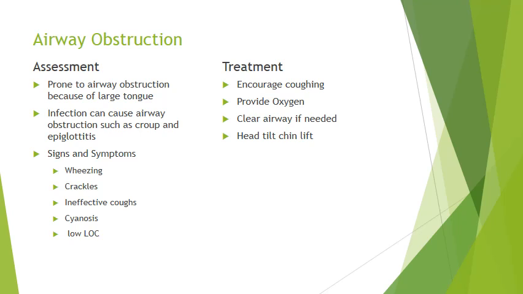Alright, so airway obstruction. Children are prone to airway obstruction because of their large tongue. Infection can cause airway obstruction such as croup and epiglottitis. Some signs and symptoms include wheezing, crackling, ineffective coughs, cyanosis, and a low level of consciousness. Treatment would include, you want to encourage coughing, provide oxygen, and clear the airway if needed. Then if you need to, do a head tilt chin lift.